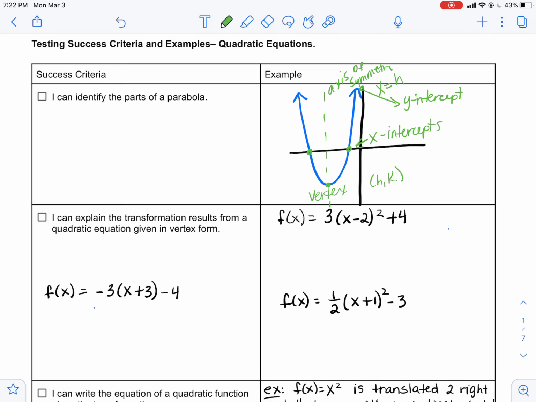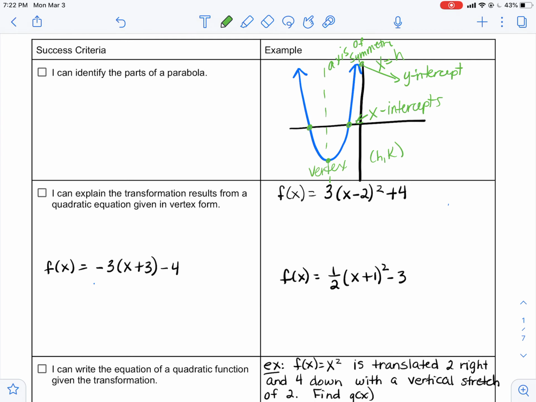Now, the next thing we're going to talk about is transformations. Given our basic equation, we'll call it g of x, since I've used f of x. So g of x being our basic y equals x squared, if you want to think of it that way. I want to know what transformation is taking place. So I'll start over here on this side. In this case, our vertex is going to be at (2, 4).